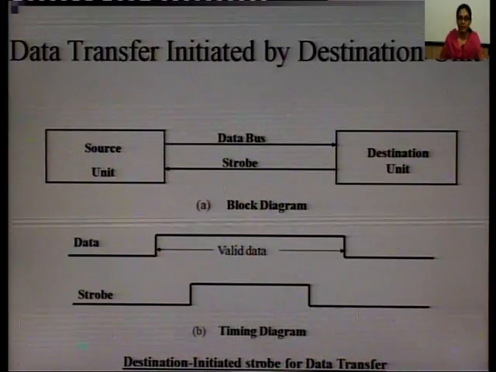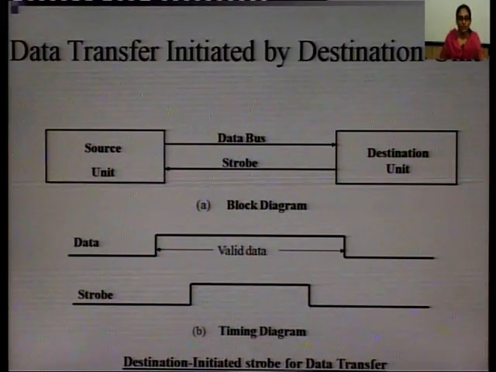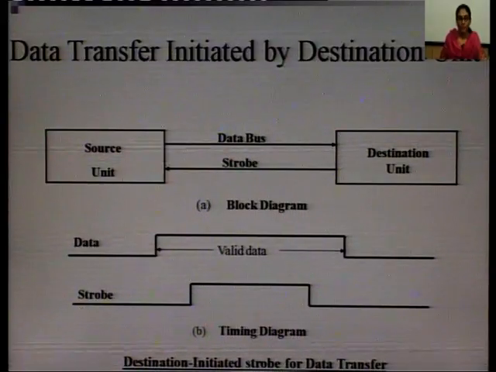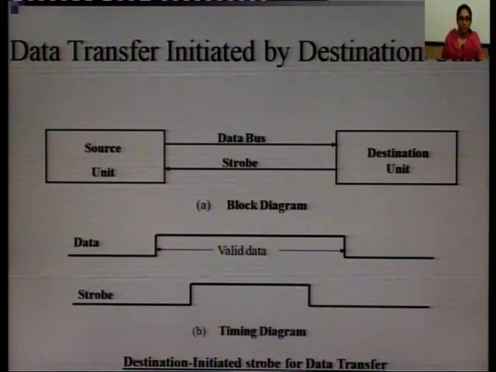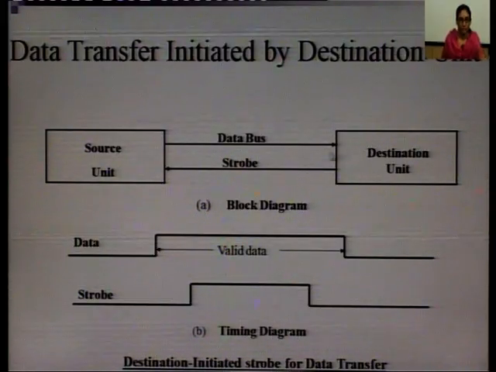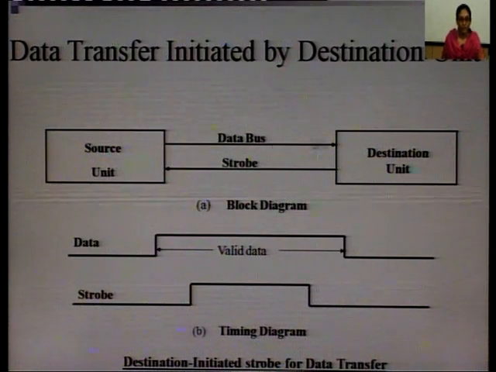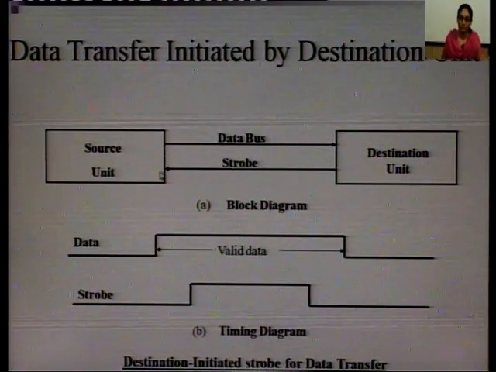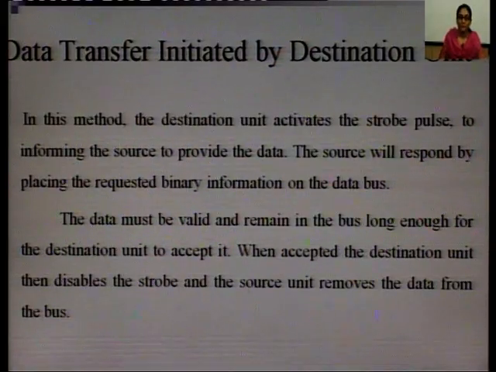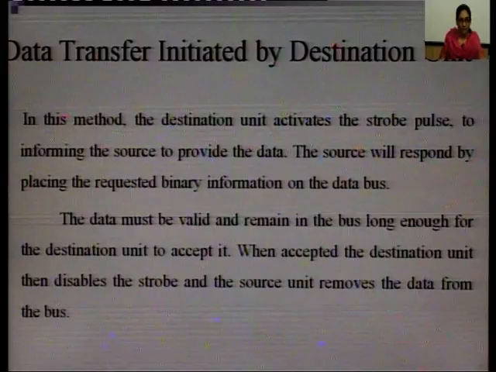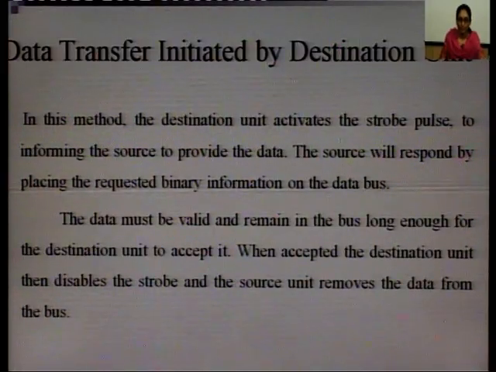Now the second case is data initiated by the destination unit. Because the initiation starts from the destination, the strobe signal is sent from the destination to the source. Here the source unit sends data to the destination by the data bus, and the strobe signal is sent from the destination to the source unit. It is the same in the timing diagram. In this method, the destination unit activates the strobe pulse to inform the source to provide the data.